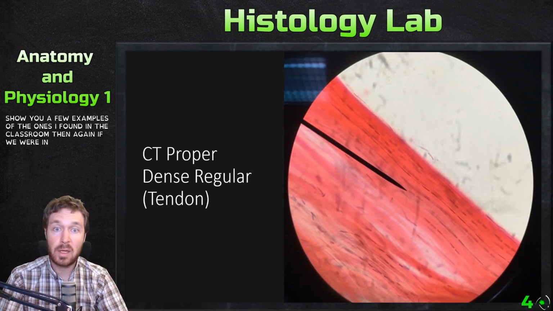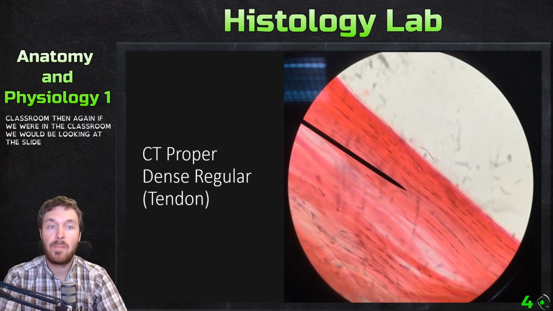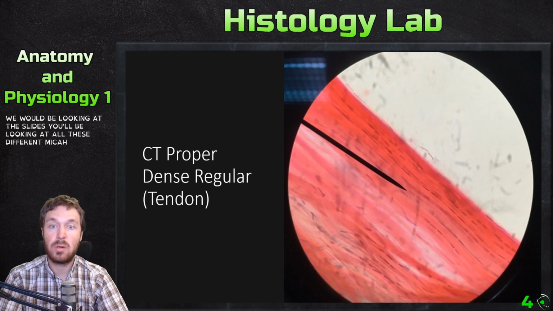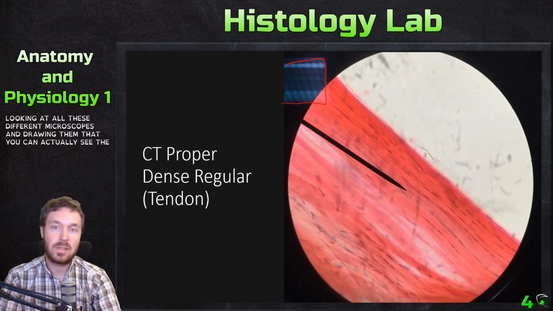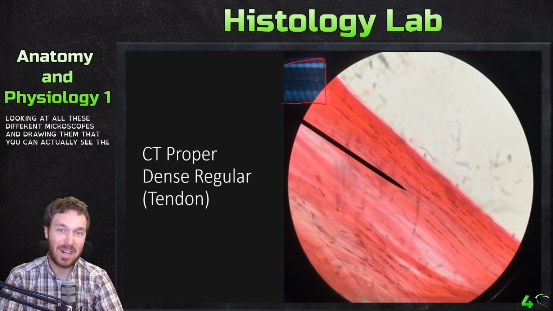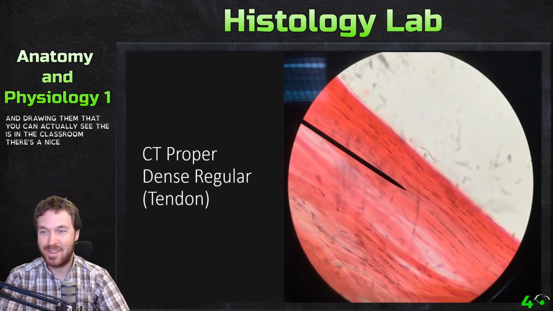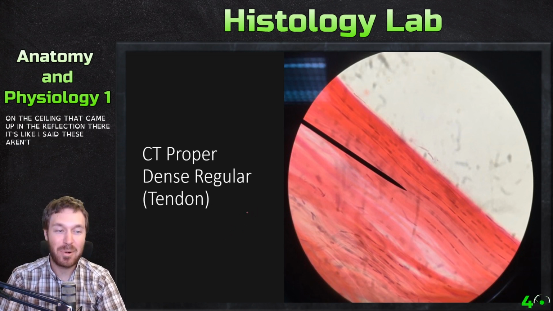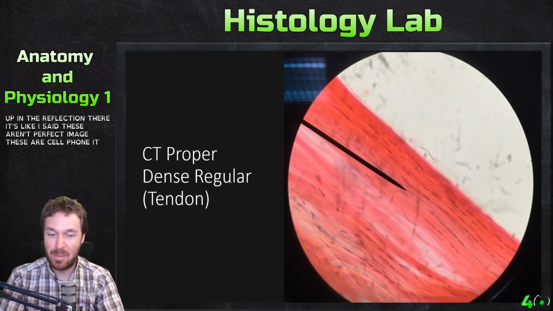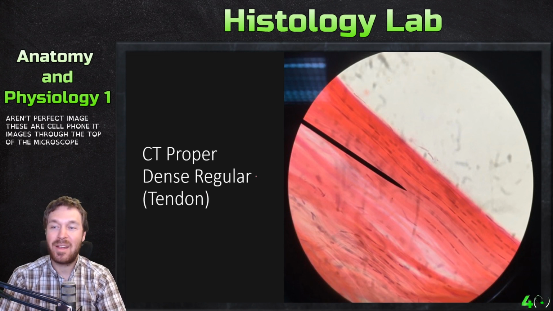And again, if we were in the classroom, we would be looking at the slides. You would be looking at all these in different microscopes and drawing them. You can actually see the light. I took these images in the classroom, and there's a nice light on the ceiling that came up in the reflection there. So like I said, these aren't perfect images. These are cell phone images through the top of the microscope. Okay, back to the tissues here.